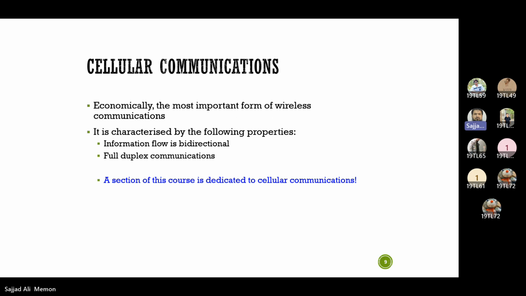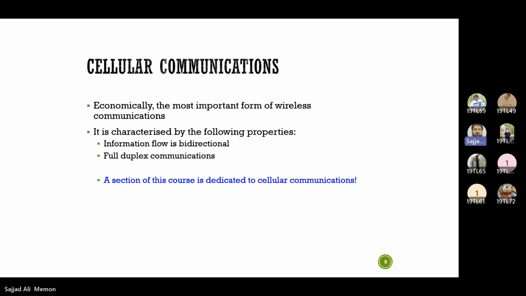Then the commercial usage of this paging type of network on a large scale, for the entire city or the whole country, is cellular communication. Economically, it is the most important form of wireless communication. It is characterized by the following properties. Information flow is bidirectional, full duplex communication.